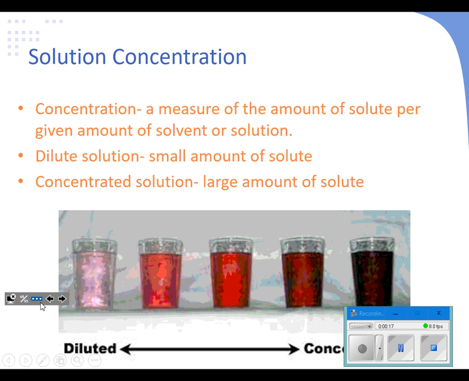Now, when you talk about solution concentration, we can talk about a concentrated solution, where the measure of the amount of solute per given amount of solvent is large. If it's concentrated, there's a large amount of solute. But if it's a dilute solution, there's a small amount of solute. So when we talk about its specific concentration, it's really just how much solute is in a given amount of solvent.